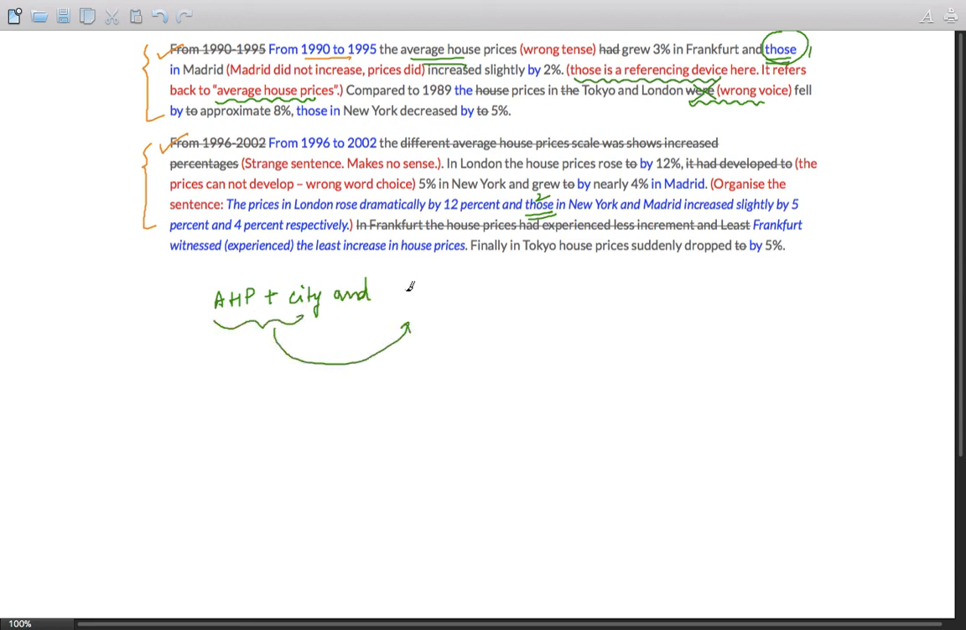So it should be, again, average house price, plus city. You should not reverse the structure. So you should not write city, then average house price. That will be wrong. So instead of average house price, we'll write a pronoun, and the city stays as it is. So that's exactly what I've done over here. So average house prices followed by Frankfurt, and those, that refers to average house prices again, and Madrid. That's exactly what you can see over here. The prices, that's average house price. London, city, and those refers back to average house price, New York and Madrid. So the structure is followed. So that's exactly what I call the right structure of your sentence to score better bands.